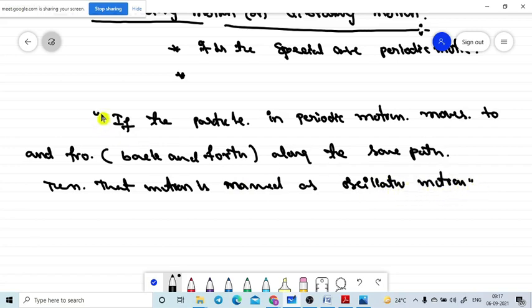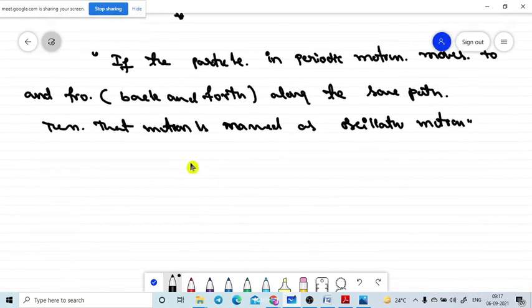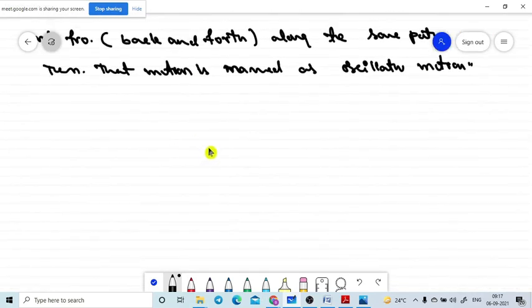What is the main difference in oscillatory motion? It is a periodic motion only, but the condition is the body should execute to and fro. To and fro means back and forth. The body should move from its mean position. If the body started from here, it should go in the forward direction, then in the backward direction, come back to the mean position and go in the backward direction again. Again it will go to the forward direction, but this motion should be executed along the same path itself.